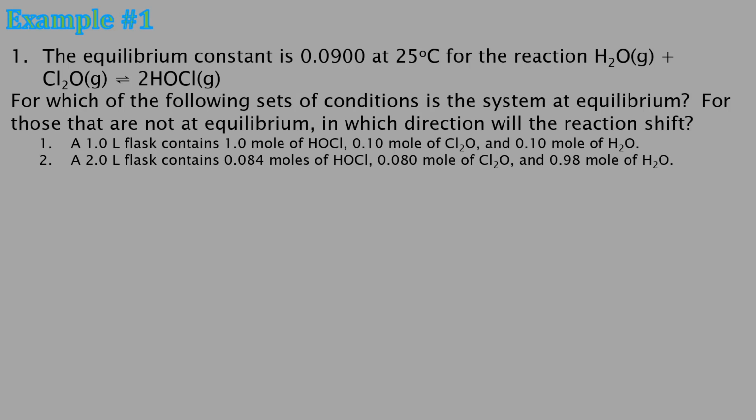All right, so for the first example, I have water and dichlorine monoxide reacting to form hypochlorous acid. Which of the following sets of conditions is the system at equilibrium? For those that are not at equilibrium, in which direction will the reaction shift?